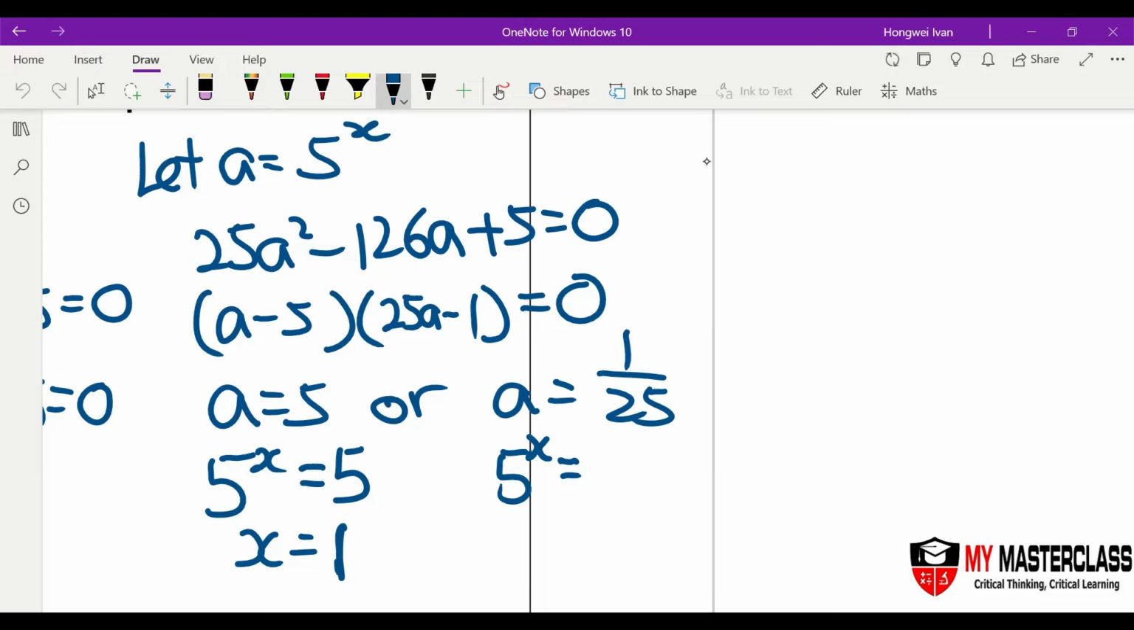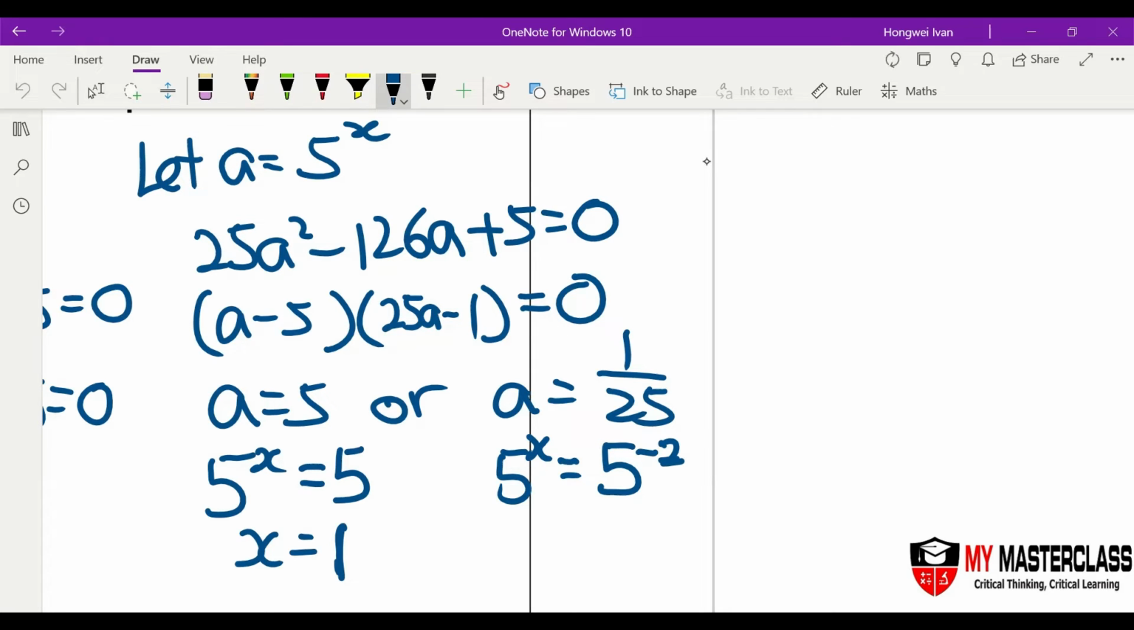25 is 5 power what? 25 is 5 power 2. 1 over 25 is 5 power negative 2, because 25 is 5 power 2. So 1 over 25 is 1 over, which means reciprocal, 5 power negative 2.